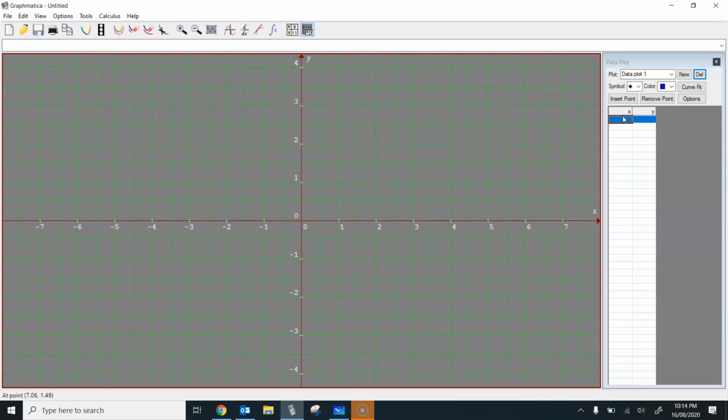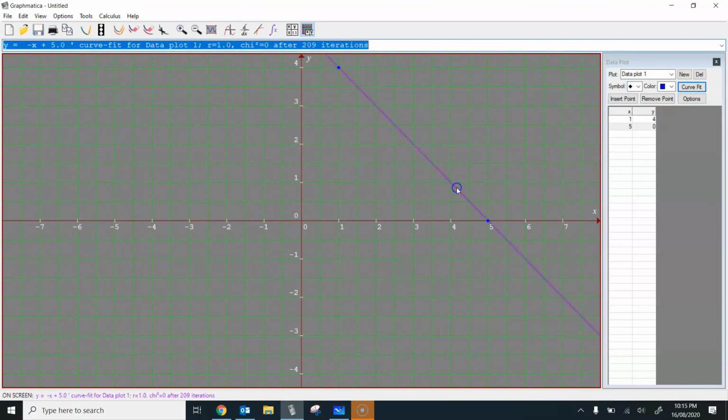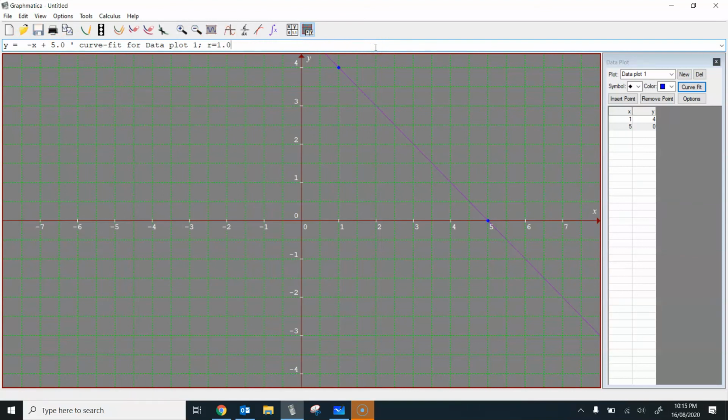What I would do is I would put it in here. I'd put 1, 4 and I'd type in 5, 0 because I don't know the equation of the line. You need to have the equation of the line before you can restrict it. So I'd put those points in. I then press curve fit. That would then give me the equation. I can click on it and you can actually see the equation comes up here. So I could just retype the equation, but I don't need to.